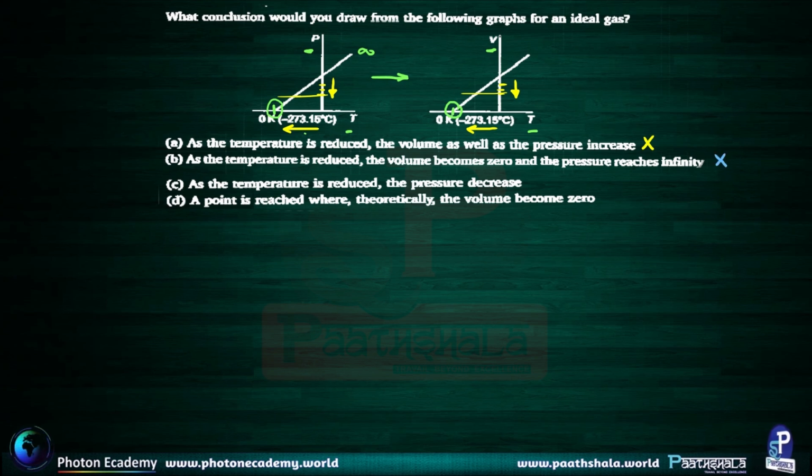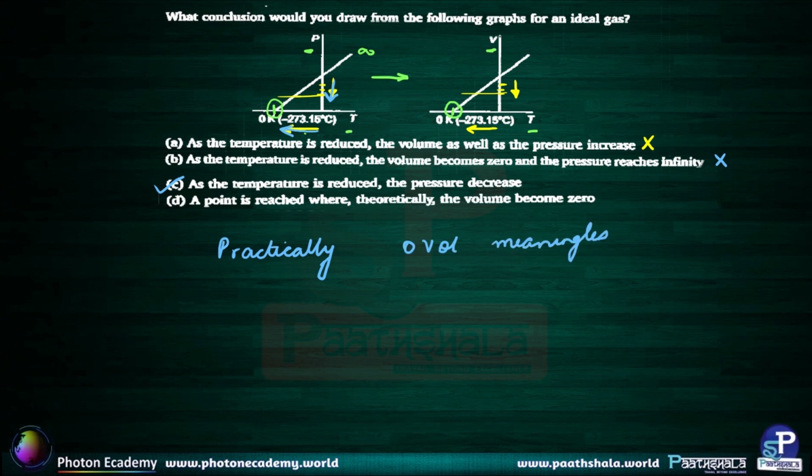A point is reached where theoretically the volume becomes zero. So if we look at the volume-temperature graph, there is definitely a point over here where the volume is zero. That is, the value of y is zero. And notice that this can happen only theoretically. In practical reasons, zero volume makes no sense. So this is basically an extrapolation of the graph. So this is also an answer. So our answers for this question would become option C and option D.